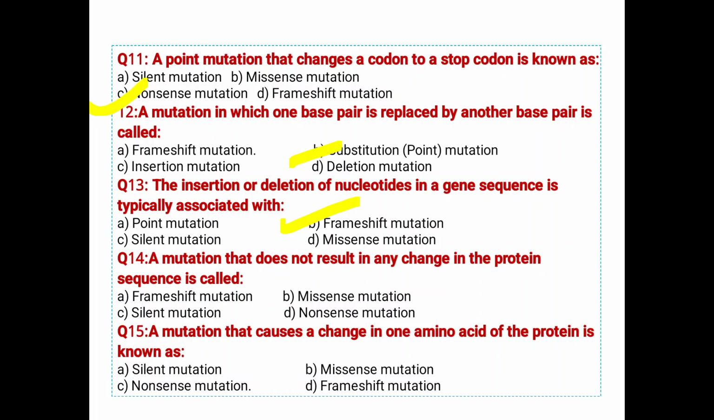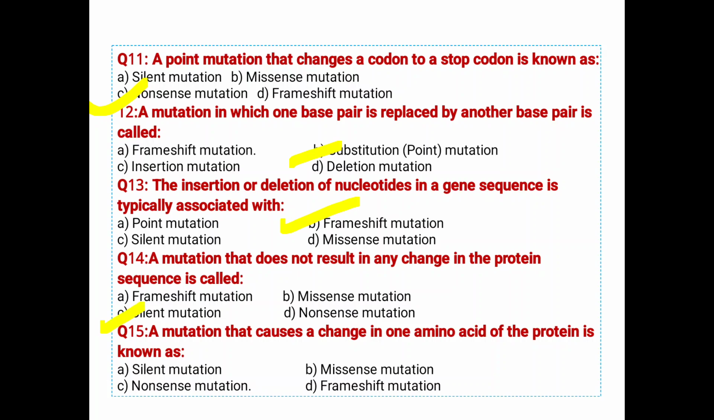Question 14. A mutation that does not result in any change in the protein sequence is called: option A, frame shift mutation; B, missense mutation; C, silent mutation; and D, nonsense mutation. So a mutation that does not result in any change in protein sequence is called a silent mutation. C is the correct answer.